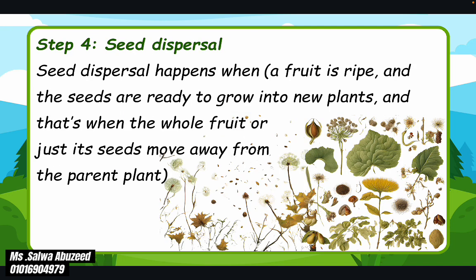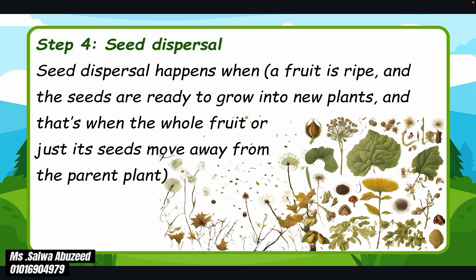After that, and this is the most important part, is the seed dispersal. What is seed dispersal? It happens when the fruit is ripe. It's like ready to be eaten. Once the fruit is ready to be eaten, like the tomatoes. You can't eat the tomatoes green. You will wait till they are red. Once they're red, you know that this is ripe.